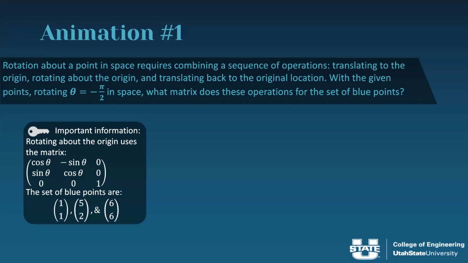It says a rotation about a point in space requires combining multiple transformations, with the given points over here. Oh no, I don't want that color, that's the color of the devil. Sorry. Rotating negative pi halves in space. What matrix does these operations for the set of the blue points, where the points are down there?